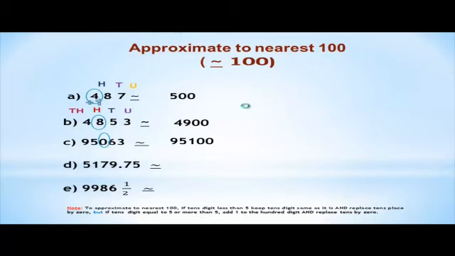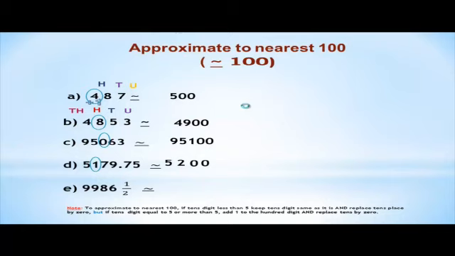Letter D. I have 5,179.75. Determine the place value of the 100 here. I found it is 1. Ask about the digit before the 100, it is 7. 7 is a strong number, so give 1 to the 1. It becomes 2. So the result will be 5,200.